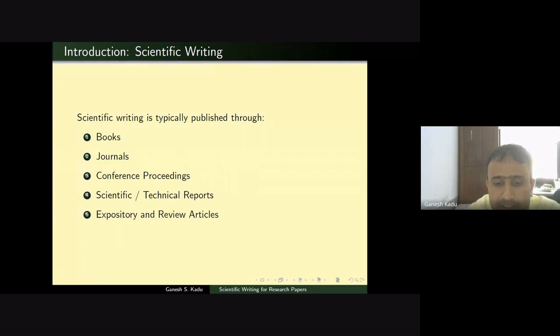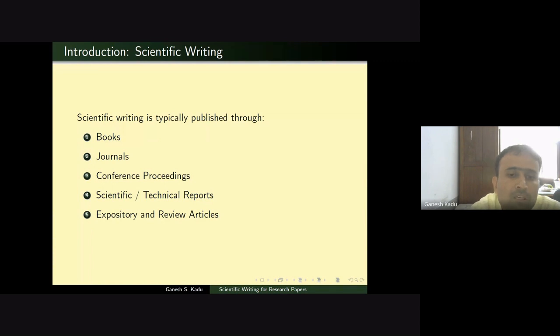Many times even governments are interested in publishing scientific reports. For example, a report that focuses on pollution levels can be considered a technical or a scientific report. Then there are expository and review articles.